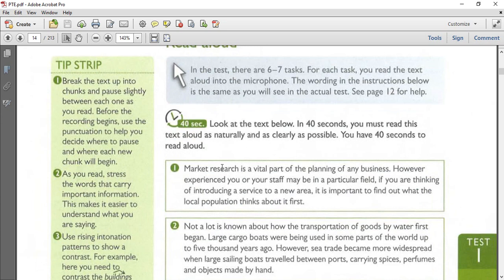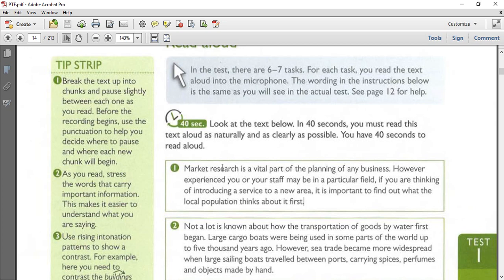Market research is a vital part of planning of any business. However experienced you and your staff may be in a particular field, if you are thinking of introducing a service to a new area, it is important to find out what the local population think about it first.